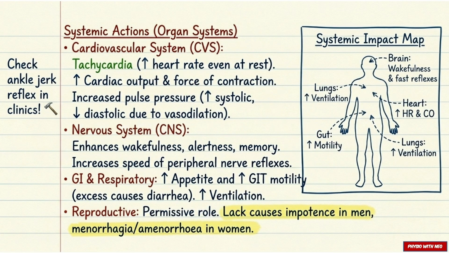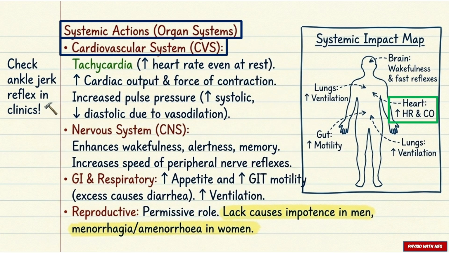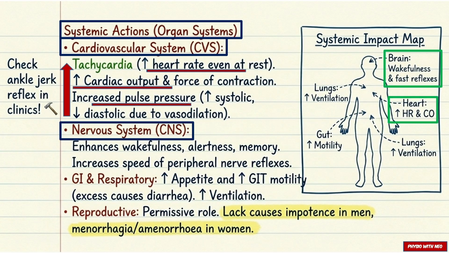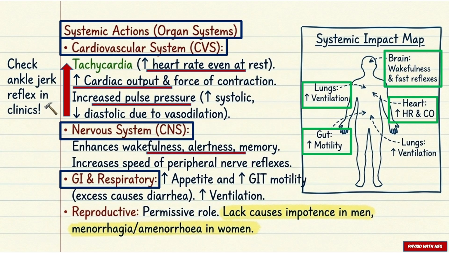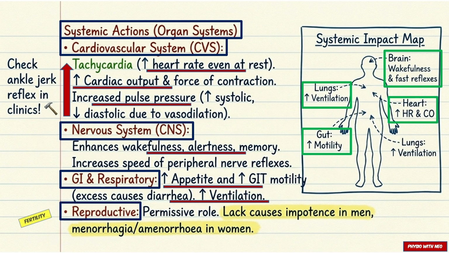Let's revise the system-wise effect. First, the cardiovascular system. It causes increase in heart rate, cardiac output, and pulse pressure. For nervous system, it enhances wakefulness, alertness, and memory. For GI tract and respiratory system, it increases appetite, GI motility, and ventilation. And for reproductive system, it is important for fertility. So lack of it causes impotence in men and menorrhagia or amenorrhea in women.